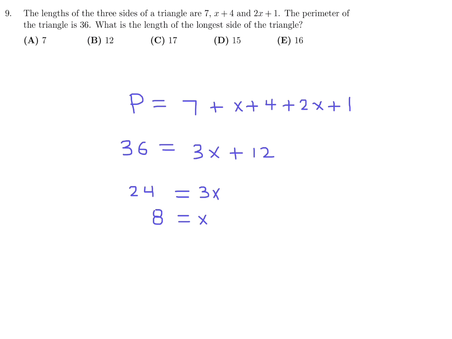Now they want me to figure out the length of the longest side of the triangle. Well, these are the sides right here. So first side is 7, second side is x plus 4. Well, x is 8, so x plus 4 will be 12. And that third side is 2x plus 1. X is 8, so that's 2 times 8, 16 plus 1, 17. So of these 3 sides, the longest side is 17. So number 9, the answer is C.